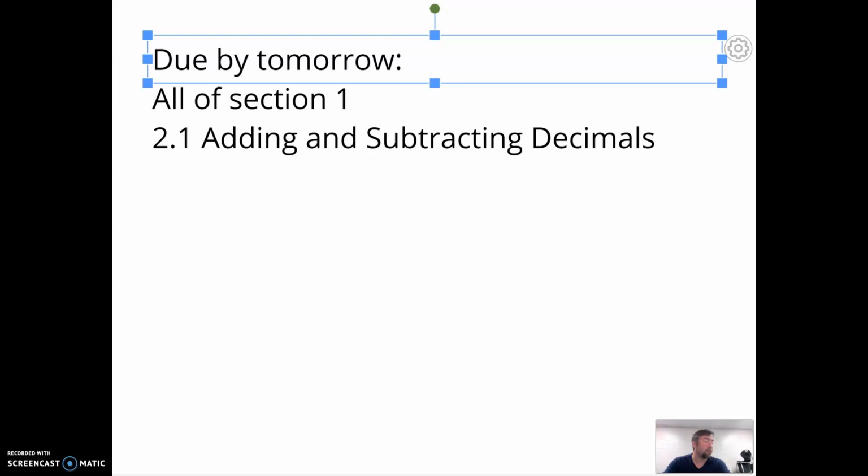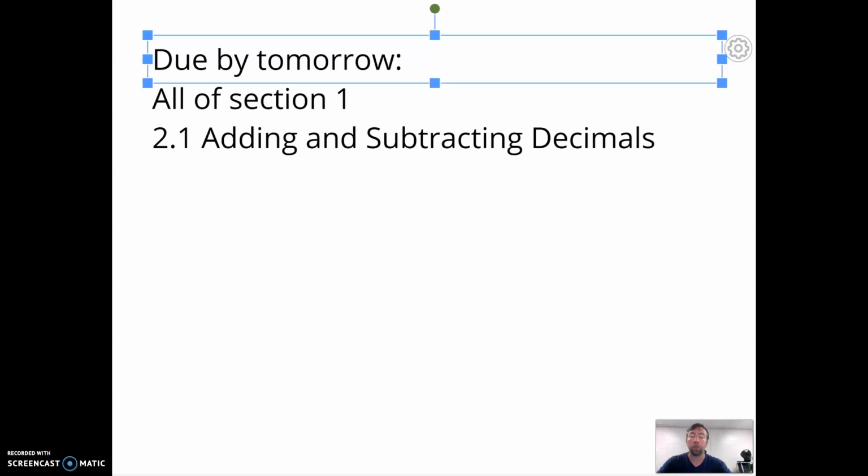The actual graded thing from the adding and subtracting decimals, I believe there are two. There's a quick check at the end. I'm looking at the other computer to see. There's a quick check at the end, and I think there was one other thing. I can't remember exactly.